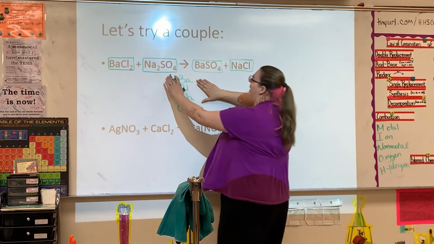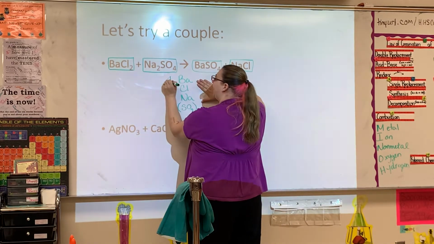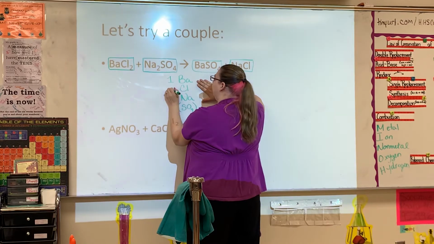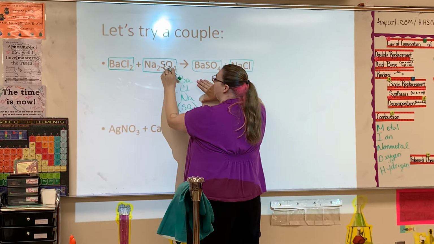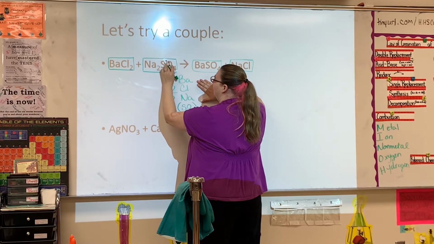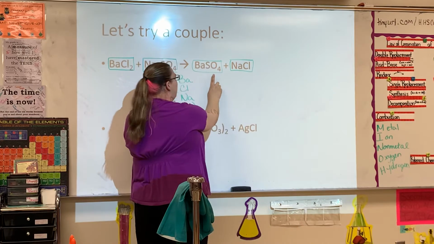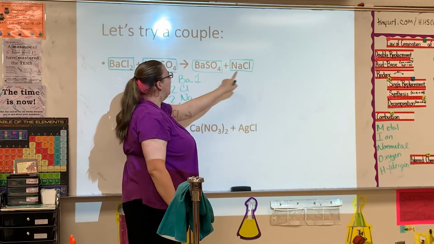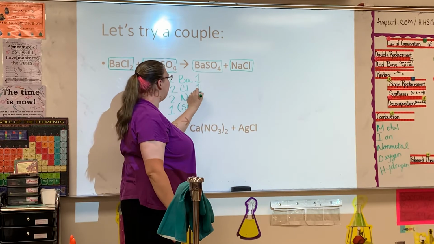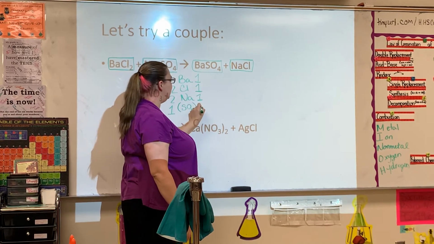So now we're going to count the left. On the left, I have 1 barium. I have 2 chlorine. I have 2 sodium. And now this 4 is part of the SO4. I've only got 1 SO4. Now I'm going to do the same on the right. I'm going to count my right. On the right, I have 1 barium, 1 chlorine, 1 sodium, and 1 SO4.